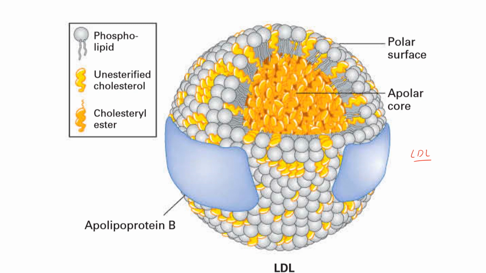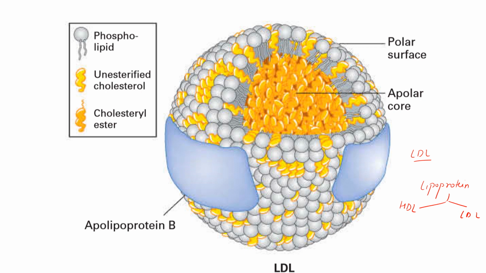Mammalian lipoprotein fall under two different categories. We have high density lipoprotein and low density lipoprotein. The class we will consider here is only low density lipoprotein. Here is a model of low density lipoprotein which contains an amphipathic shell made up of phospholipid, cholesterol and protein.